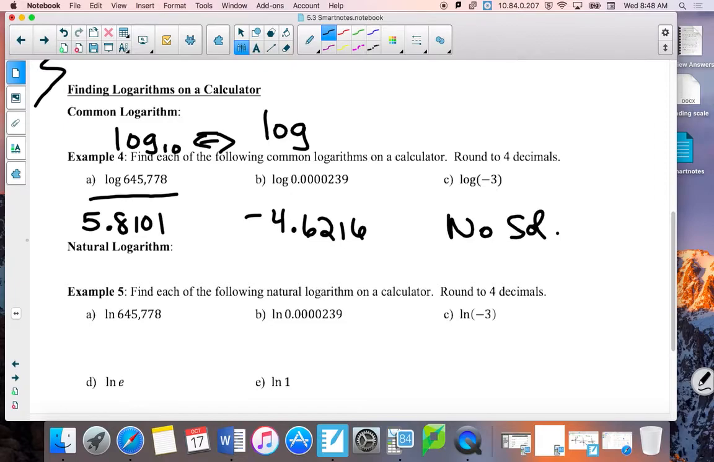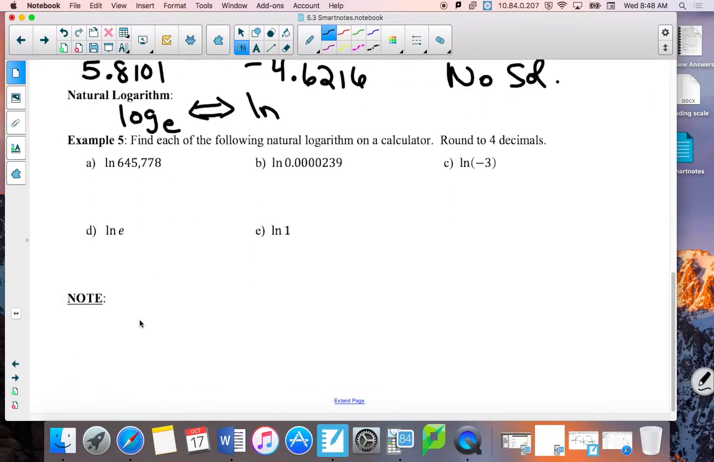A natural log is log base e. If you ever have log base e, we can write that as a natural log, which is just ln. And you'll find ln on your graphing calculators. It is unique, it's special, so just make sure when you're in log base e, use ln instead. And again, find that button on your graphing calculator. ln, type in that 645,778, and make sure you get these following values.